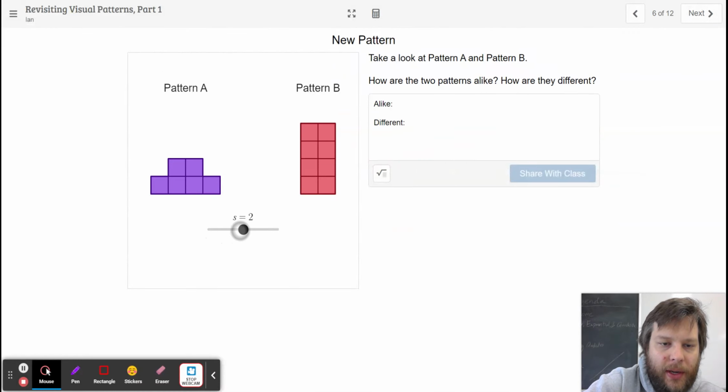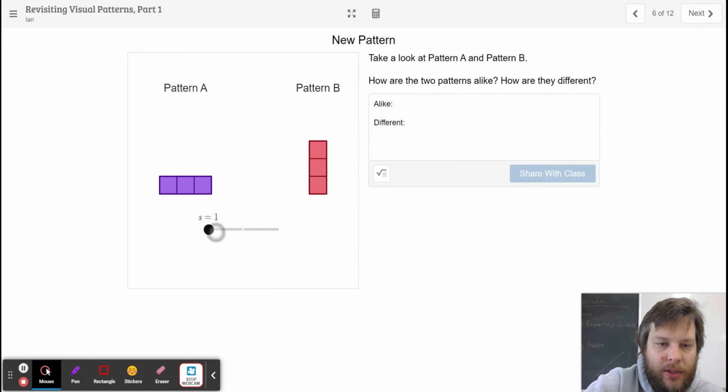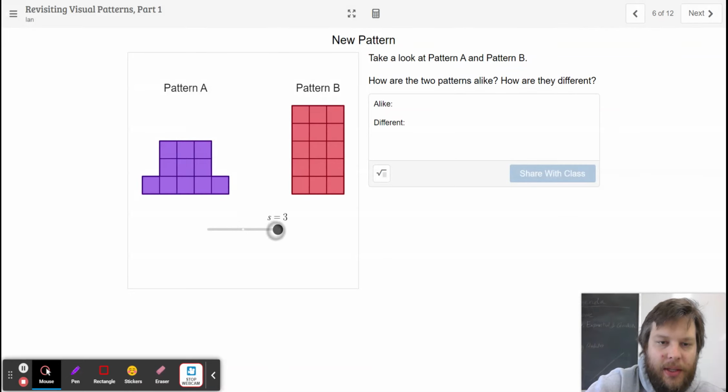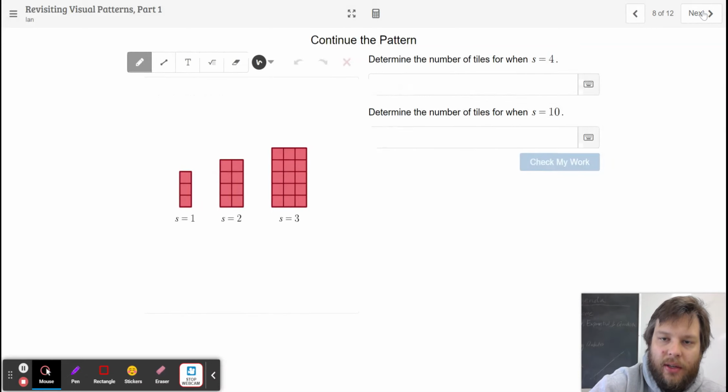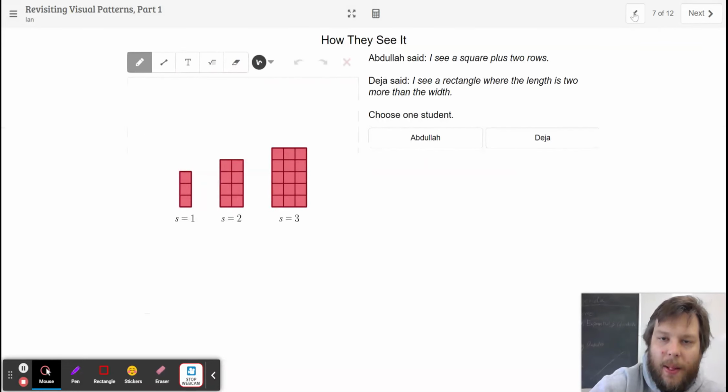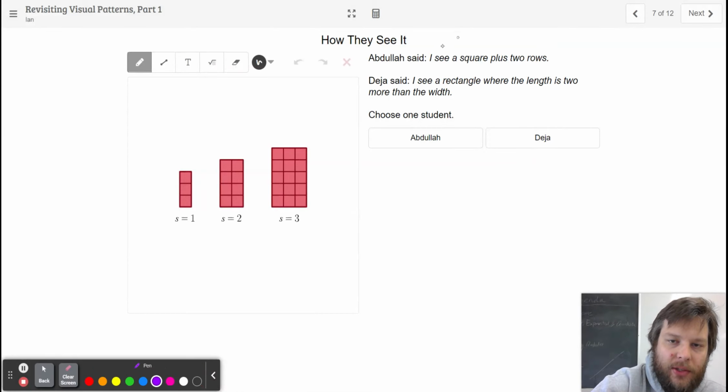Here we can see a new pattern that's also growing in its length times width. So it also seems to me to be something that's growing quadratically. And I'll stop with this slide here. And I'll ask you to keep working on it and comment or question if you need anything. But you can see here two different ways, Abdullah and then Deja.